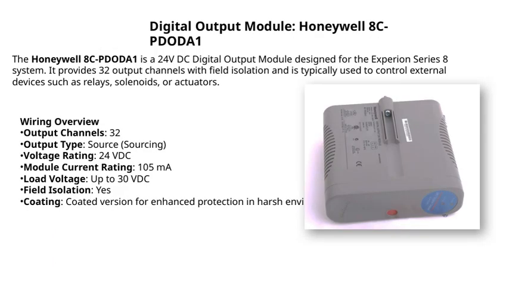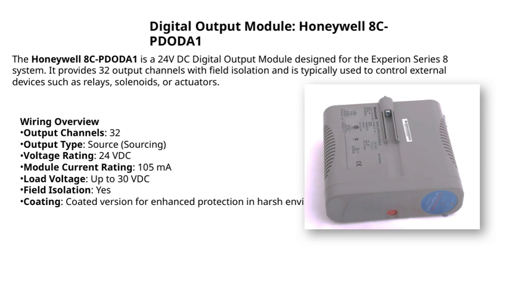Let's take a closer look at the wiring overview for this digital output module. First, it has 32 output channels, which means it can control a variety of external devices simultaneously. The output type is sourced, so it provides a positive voltage to the load. It operates at a voltage rating of 24 VDC, ensuring compatibility with many industrial devices. The module itself can supply a current of up to 105 milliamps per channel, which is typically enough for controlling relays, solenoids, or actuators. The load voltage can go up to 30 VDC, giving some flexibility for different applications.